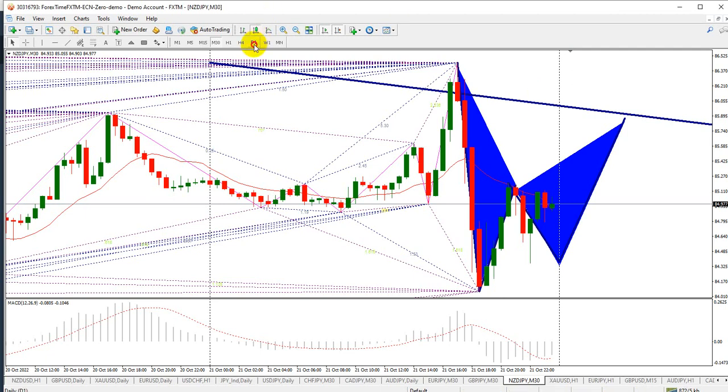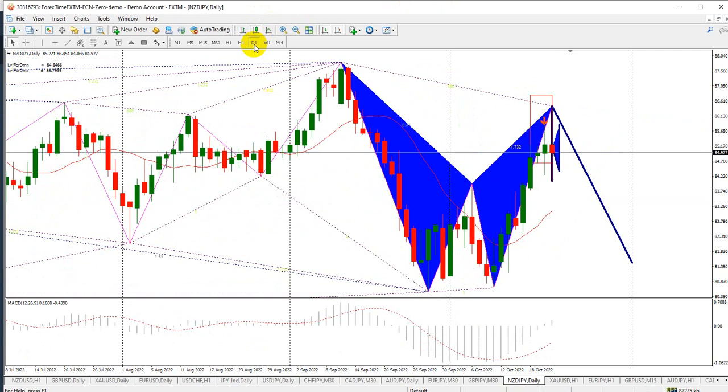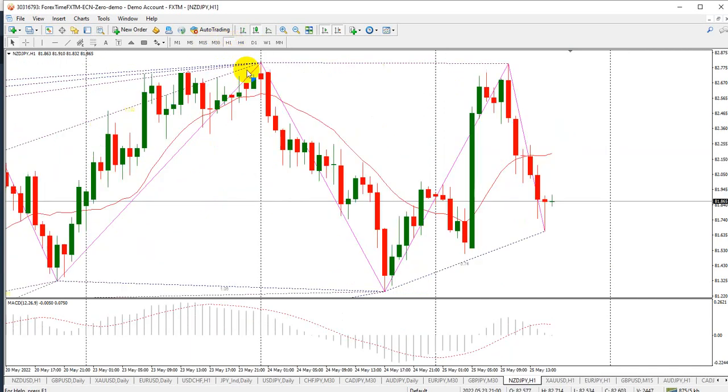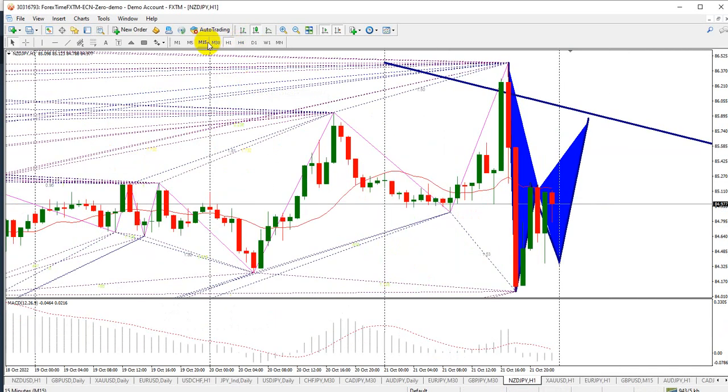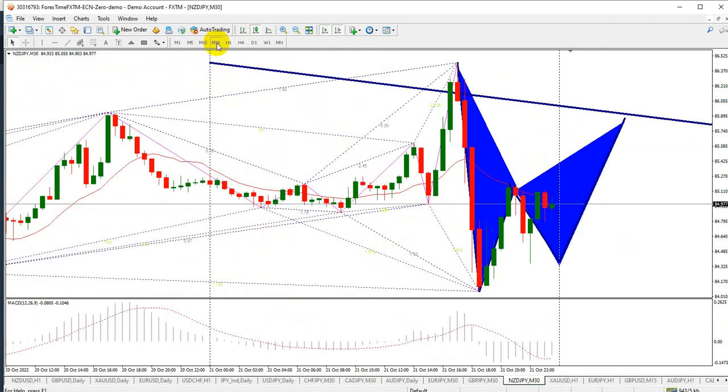Remember, on daily already there is a pattern also for a sell for NZD JPY. So because of this pattern for a sell for NZD JPY, we need to go to a lower time frame, which if you go to H1 you will see it, or M30, and then get entry points, see a price action, and then we lead you to get entry points.